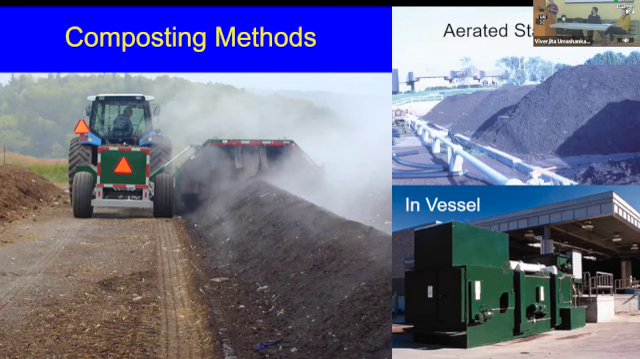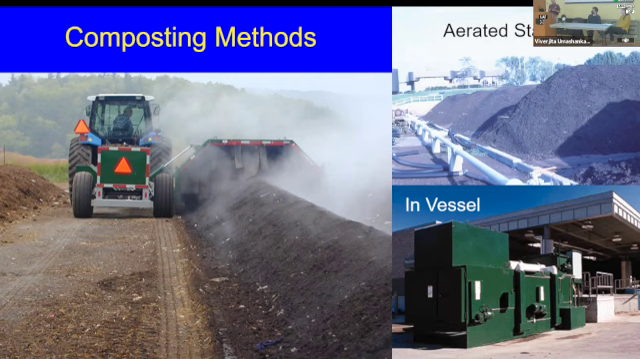We have something called aerated static pile, whereas instead of turning the pile, we actually create the pile of homogeneous feedstock on perforated pipes through which we use a fan to blow air. The air will then dissipate heat and oxygenate the pile.